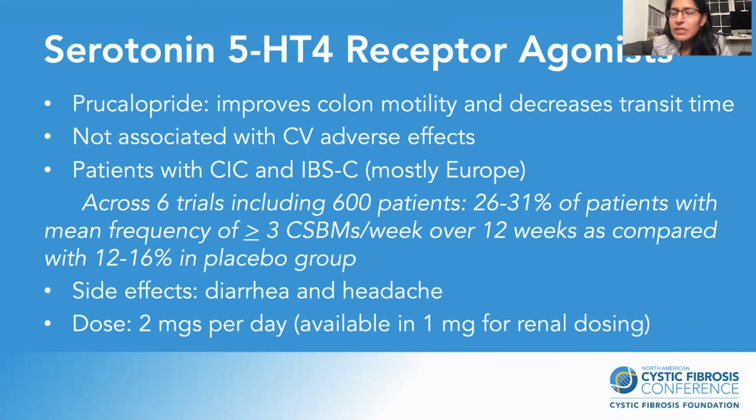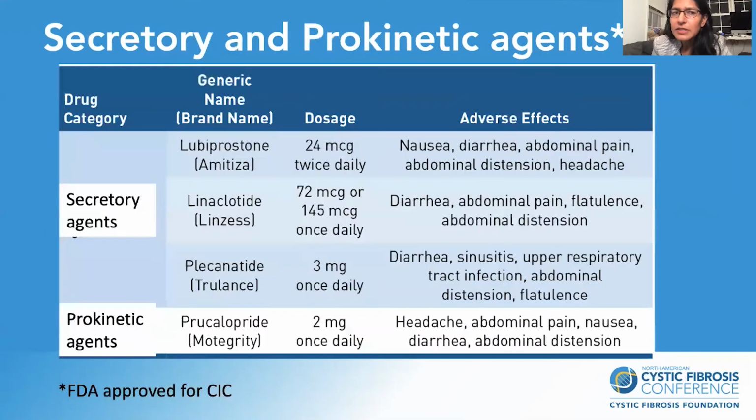This has been mostly studied in Europe in patients with CIC and IBS-C, and across 6 trials that included about 600 patients. About 26 to 30% of patients actually had improvement in their constipation. This was measured as a mean frequency of greater than or equal to 3 complete spontaneous bowel movements per week over 12 weeks, as opposed to the placebo group, in which we saw only about 12 to 16% of patients meet this primary endpoint. The side effects include diarrhea and headache, and it's available in a 2 milligram per day dosing, but it's recommended that you use 1 milligram in patients with any renal disease.